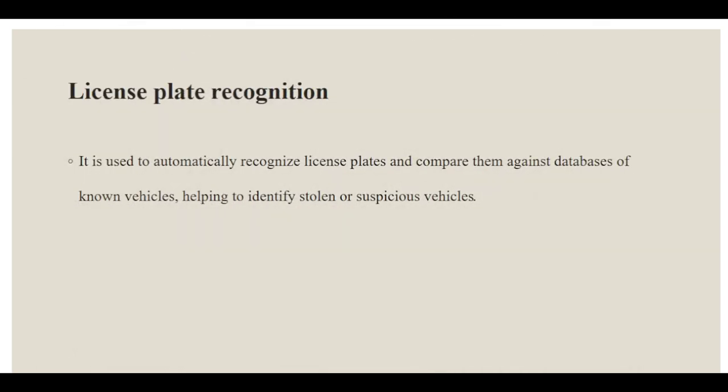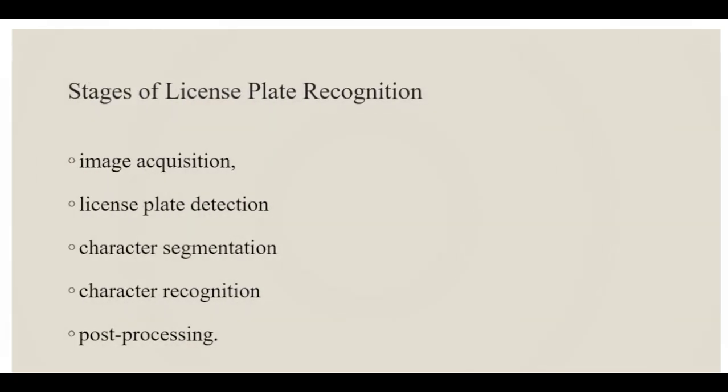License plate recognition. Computer vision can also be used to automatically recognize license plates and compare them against databases of known vehicles, helping to identify stolen or suspicious vehicles. License plate recognition, LPR, is a task in computer vision that involves detecting and recognizing license plates in images or video streams. The typical workflow of an LPR system involves several stages, including image acquisition, license plate detection, character segmentation, character recognition, and post-processing. Here is a brief description of each stage.